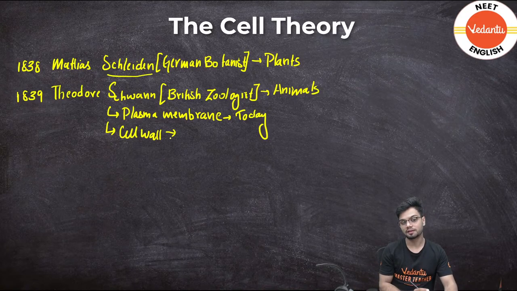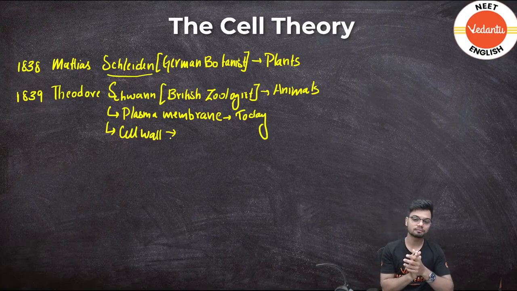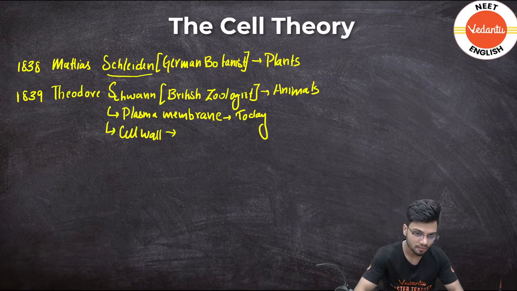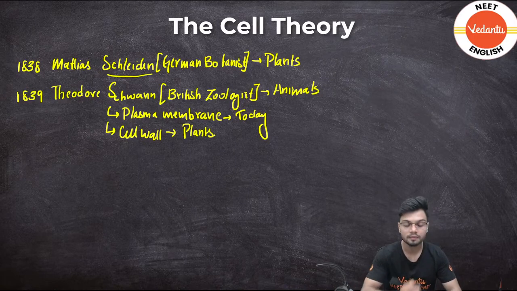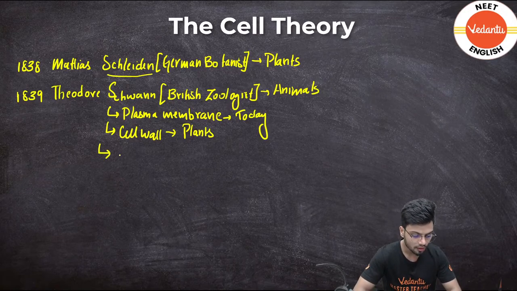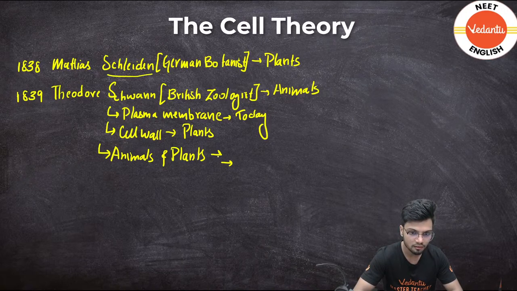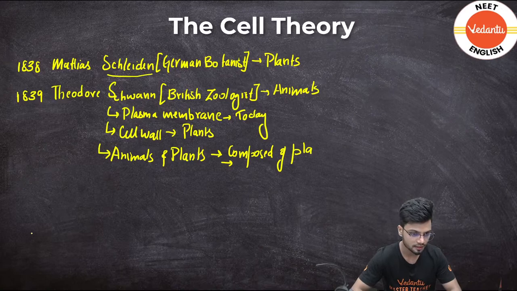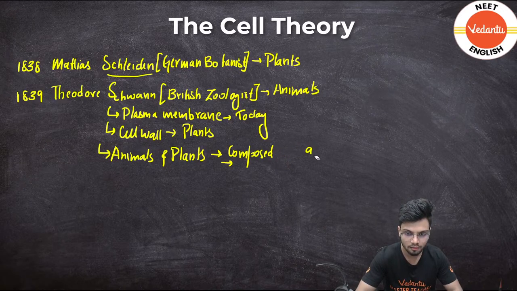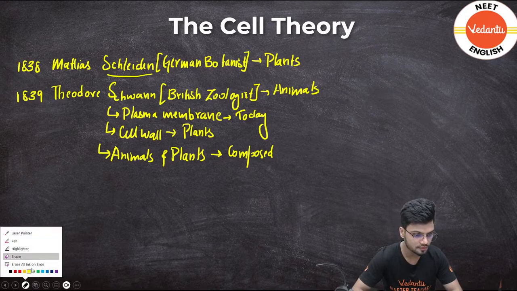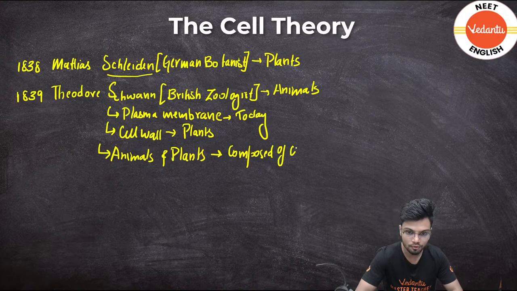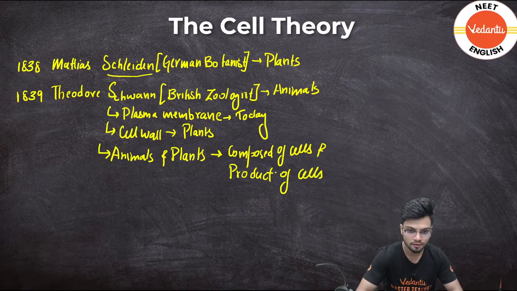He also identified the cell wall, and he told that this particular cell wall is very exclusive to plants. It is a unique property of plants. He told one line here: animals as well as plants are composed of cells and also products of cells, composed of cells and products of cells.